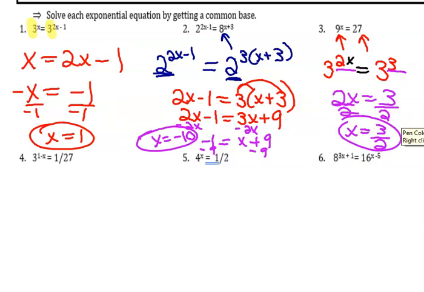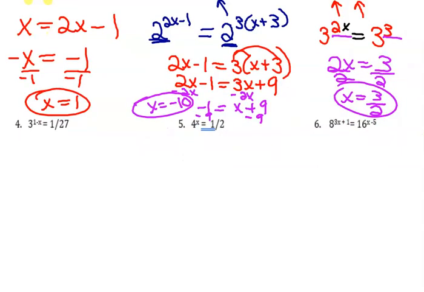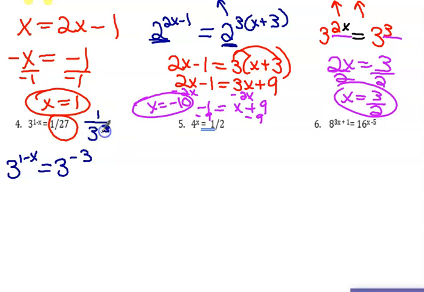A little bit more complicated, but we can kind of see where we're at. All right, so 3 to the 1 minus x. How can I change this 1 over 27? Yeah, 1 over 27 is 3 to the negative third. Okay? So you can also think, oh, 1 over 3 to the third, and then I can move it up and make it negative. All right, there we go.